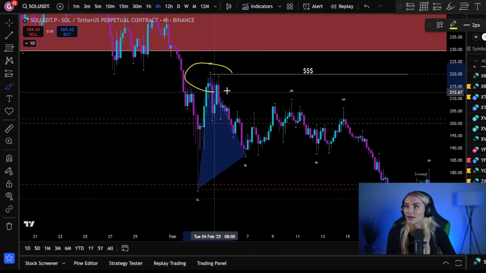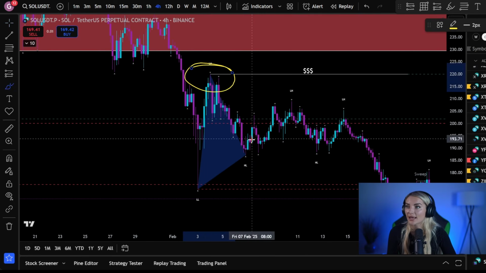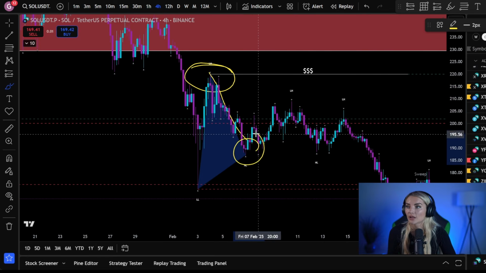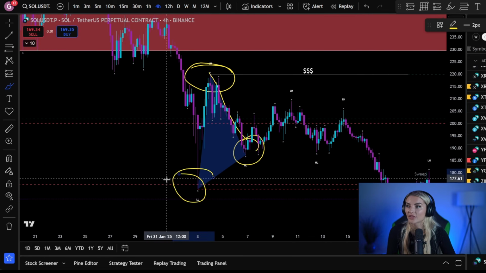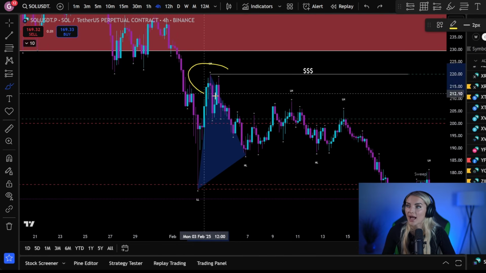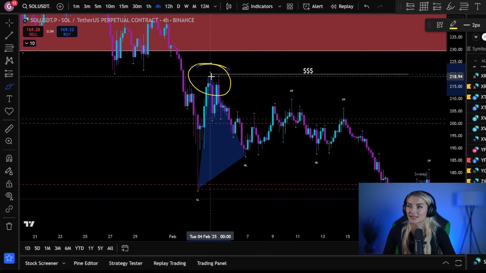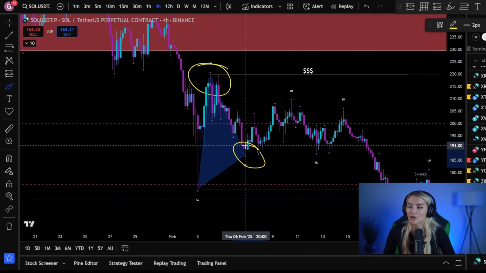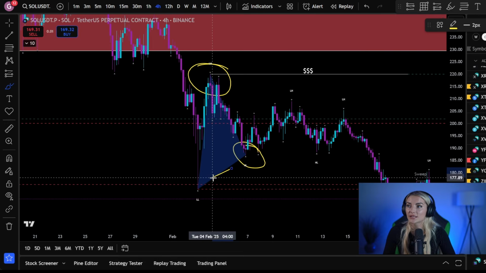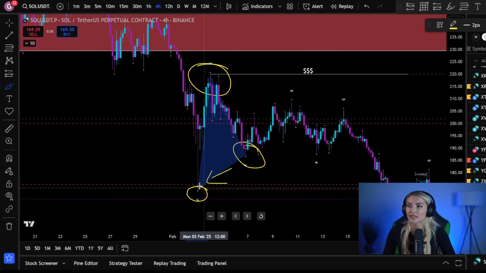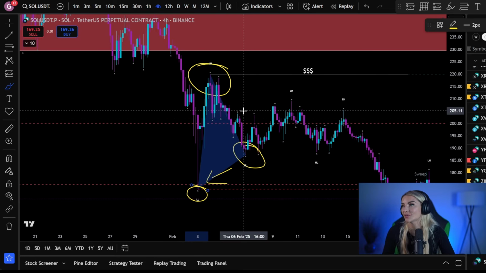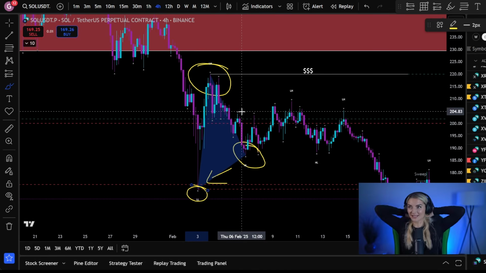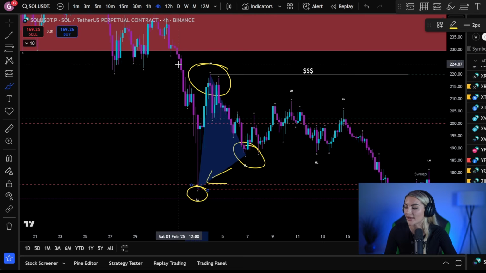Why is that a weak high? It is because this high is responsible for this low, and that low didn't take this low. Does that make sense? I'm going to repeat it. This high is a weak high because this high is responsible for this low, and that low didn't take this low. So that automatically means that this high is a weak high.